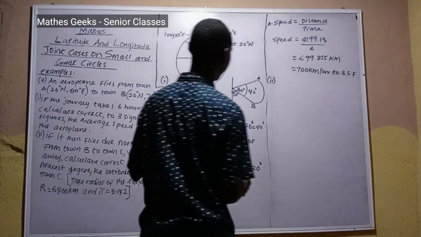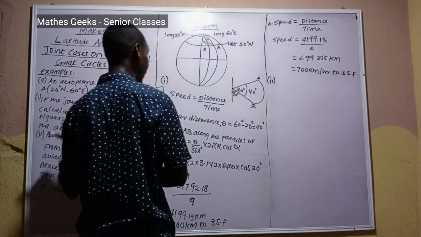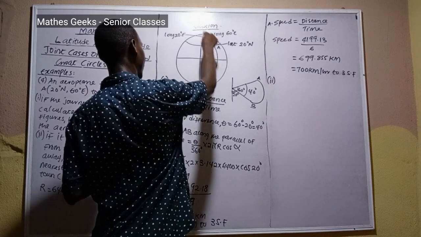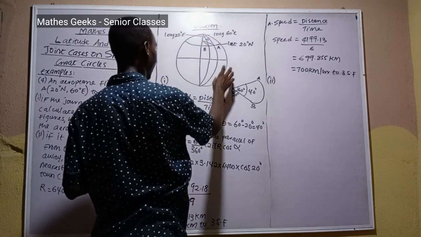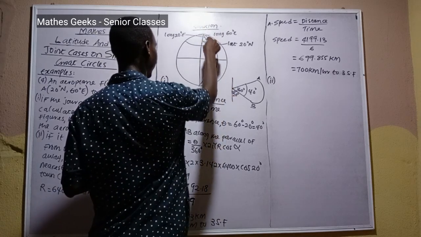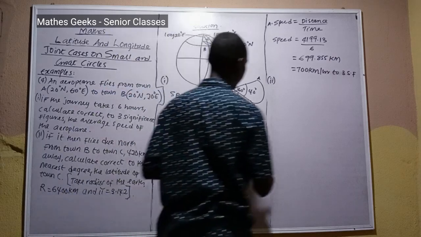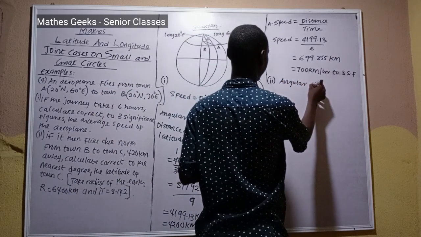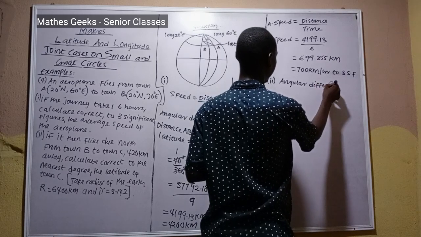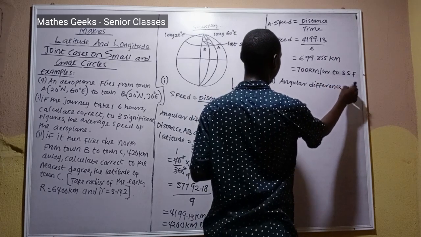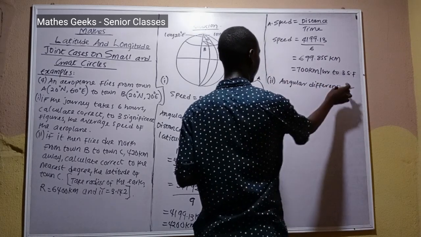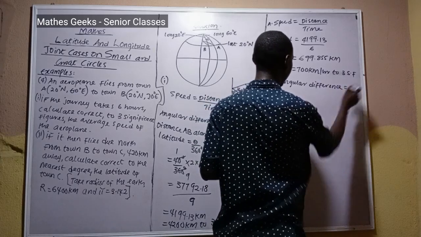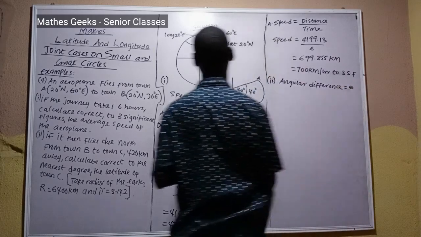So like I explained in the last example before this one, this point is upward, going towards the north. By the time we get the value of theta, which is the angular difference, or difference in latitude, we would know what to do next.